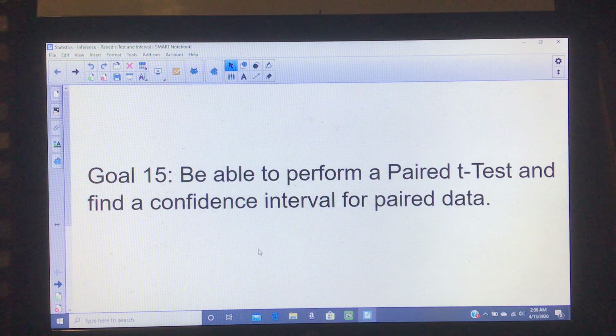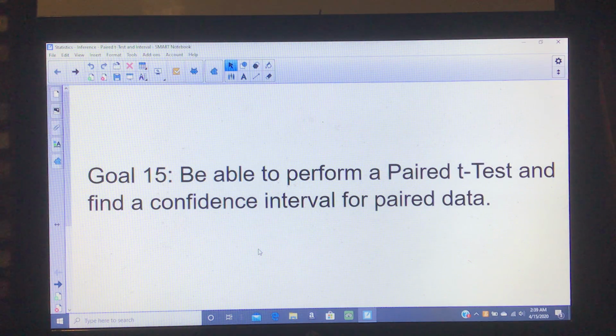What's this about? Well, we've been doing a lot of inference. We started with one proportion and then worked with two proportions. We made confidence intervals and tests. Then we moved to means. We did one mean and two means, and also did confidence intervals and tests.